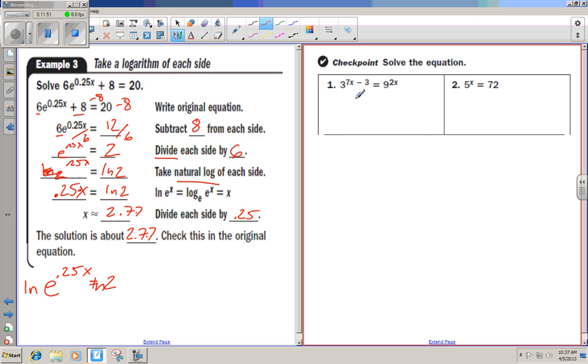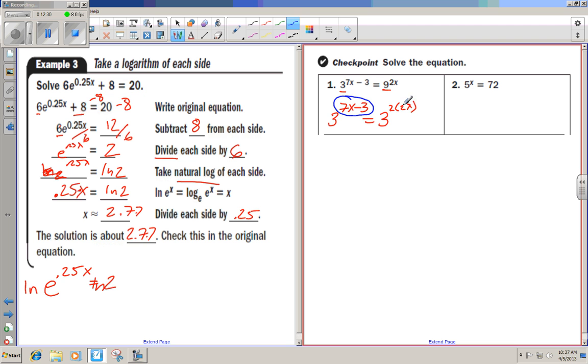Take a look at checkpoint number 1. This is also from your note-taking guide. We have a base of 3 and a base of 9. We could try to get rid of them using logarithms, but first, take a look at 9. 9 can be rewritten as 3 squared. That's something you all should know. 9 is 3 squared. Because now all we have is equal bases.